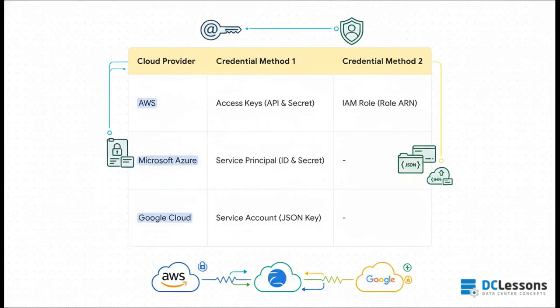And as you can see in this table, every cloud provider handles authentication a little differently. For AWS, you can use access keys, or even better and more secure, an IAM role. Azure uses something called a service principal, which is kind of like an app identity in your Azure Active Directory. And GCP uses a similar idea called a service account, which you authenticate with a JSON key file. Getting these right is absolutely step number one.